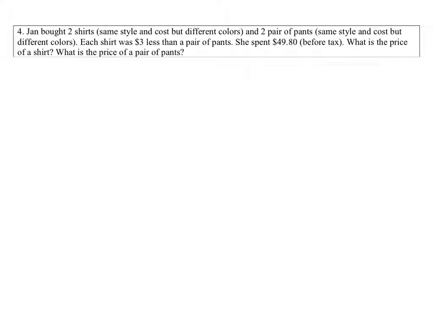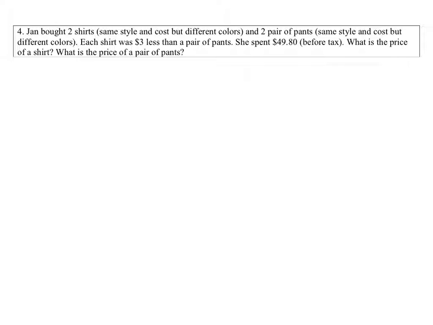Number 4, Jan bought 2 shirts, same style and cost, but different colors. Not that that's actually going to matter. And 2 pairs of pants, same style and cost, but different colors again. Again, that's not important. We just know that each shirt was $3 less than a pair of pants. She spent $49.80 before tax. We're not worried about taxes because we haven't really learned that yet. What is the price of a shirt? And then what is the price of a pair of pants?